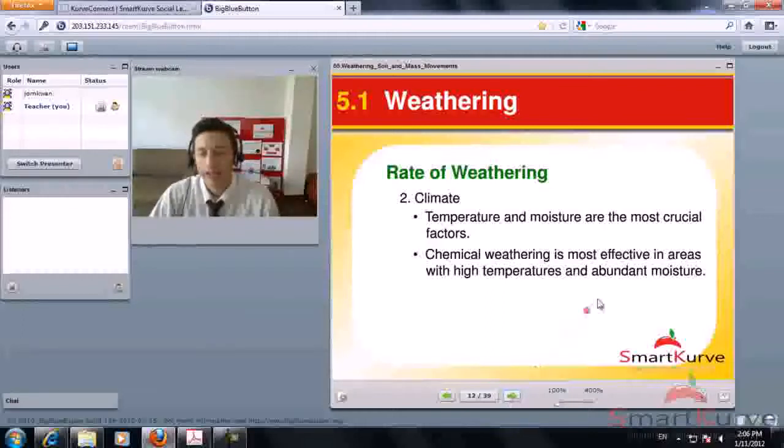Chemical weathering is most effective in areas with high temperatures and abundant moisture. Areas like Thailand. So here in Thailand you would not see a lot of frost wedging, that physical, mechanical change, but you're going to see more chemical weathering because that's going to happen with a lot of moisture and very high temperatures.